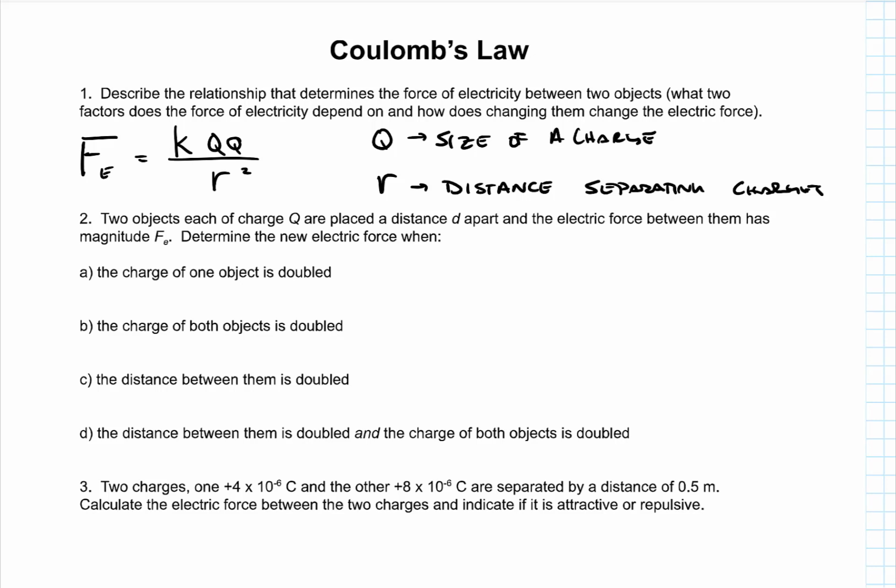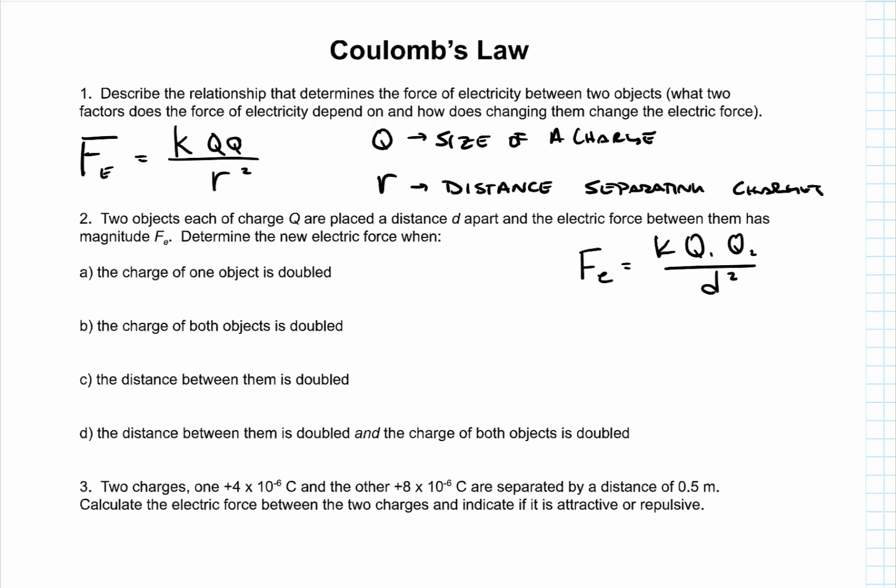So we're going to play around with that proportionality a little bit here with question 2. Two objects each of charge Q are placed a distance of d apart, and the force between them has magnitude Fe. Determine the new electric force when... So Fe is equal to K Q1, Q2. We'll just do that so that they look different, divided by d squared.